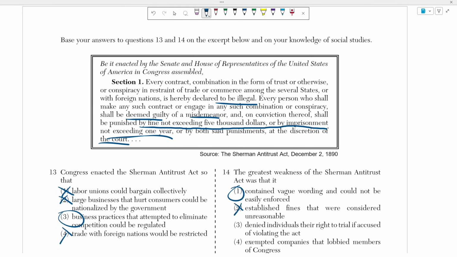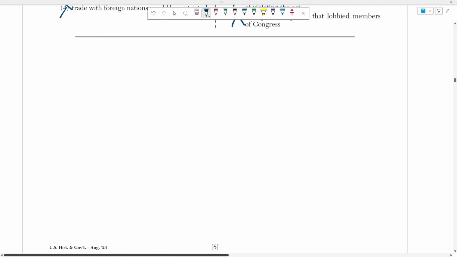Choice 2 is false because this has nothing to do with an unreasonable fine. You cannot really call a fine unreasonable if it's stated by Congress, right? That's kind of the law of the land. 3, denied individuals the right to trial if accused of violating the act. That's obviously false, right? If it's a law, you can be tried for it. 4, exempted the companies that lobbied members of Congress. Again, you cannot say that's true here because we don't have any information about companies that lobbied Congress, or essentially companies that came into Congress and tried to convince them otherwise by paying them money.